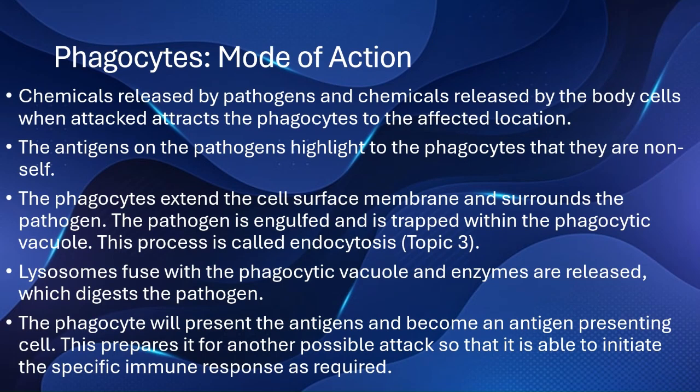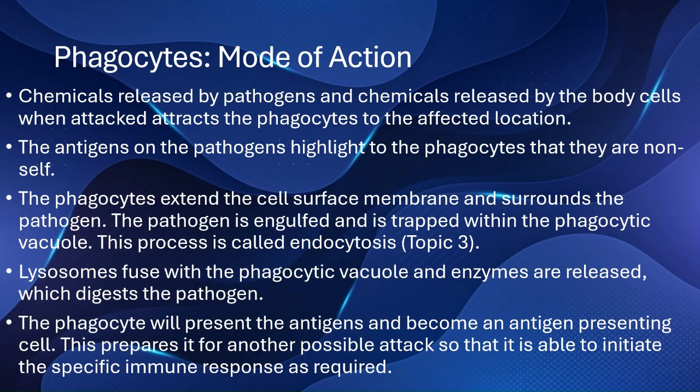So chemicals are released by pathogens, and chemicals are also released by the body cells that are attacked by these pathogens. And these chemicals are what attract the phagocytes into the affected location. The antigens on the pathogens highlight to the phagocytes that they are non-self, which means they are not part of the human body that is affected. So the phagocytes extend the cell surface membrane and surround the pathogen. The pathogen is engulfed and trapped within the phagocytic vacuole. And this process is called endocytosis.